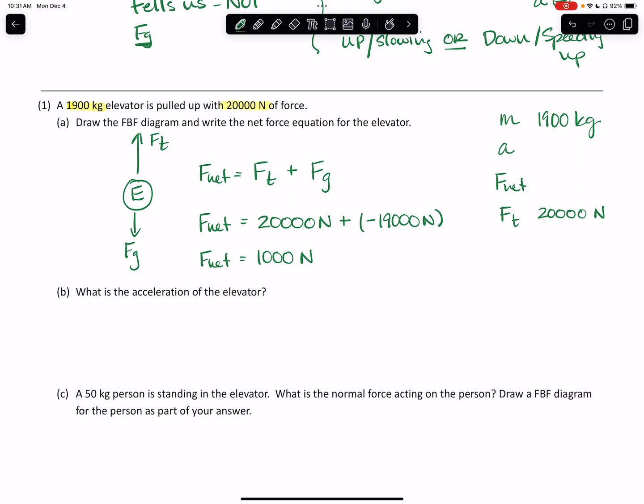All right, so the next question wants to know, what is the acceleration of the elevator? I know that F net, according to Newton's second law, is also equal to mass times acceleration. So I have a net force of 1,000 newtons, and the mass of the elevator is 1900 kilograms, right? And my unknown is going to be acceleration. So I divide the 1900 over to the other side, and I find that I have an acceleration of 0.53.